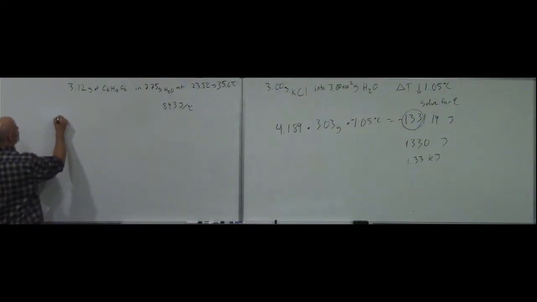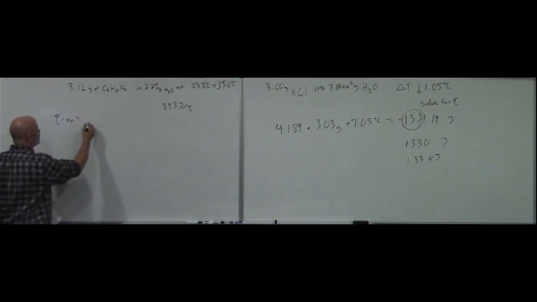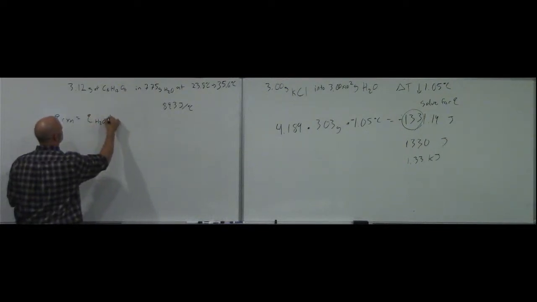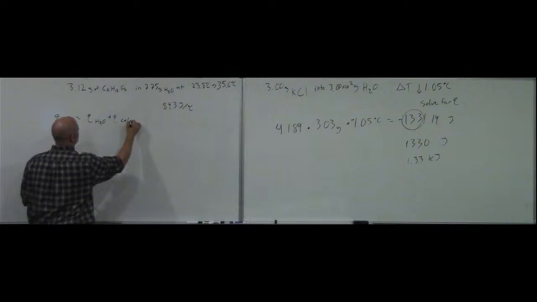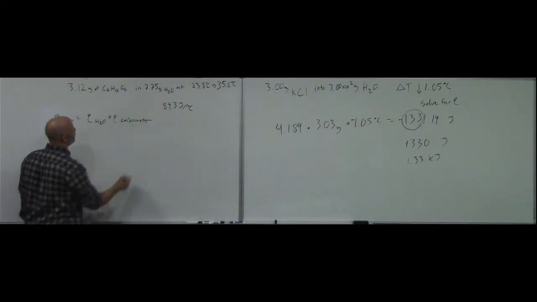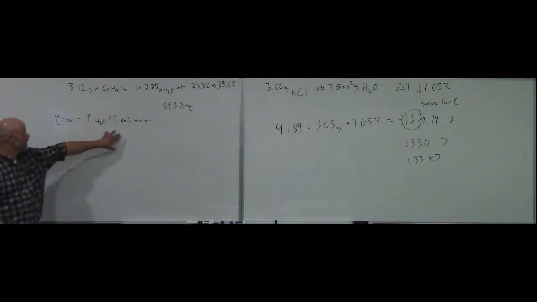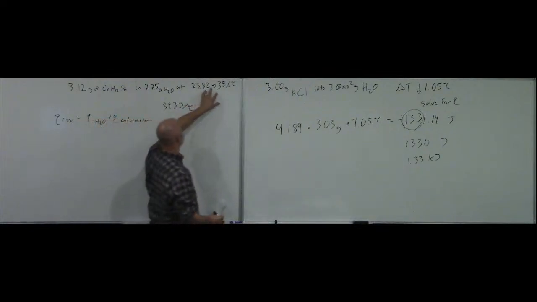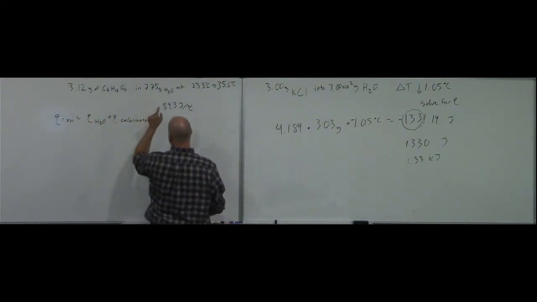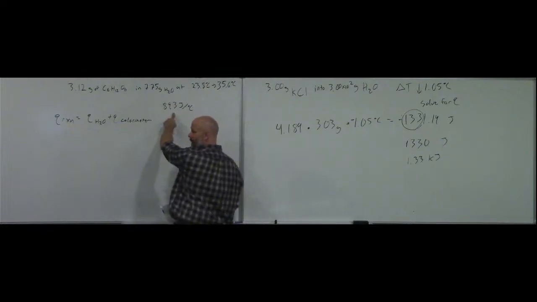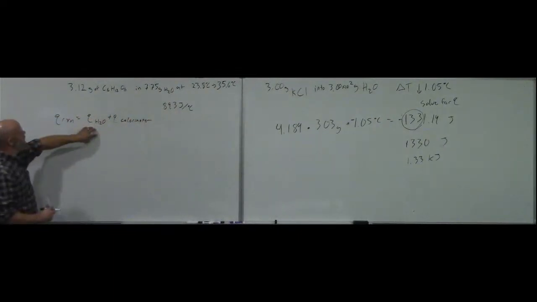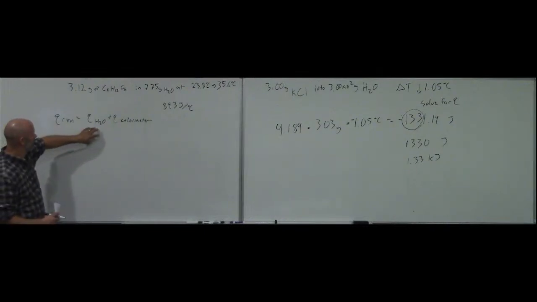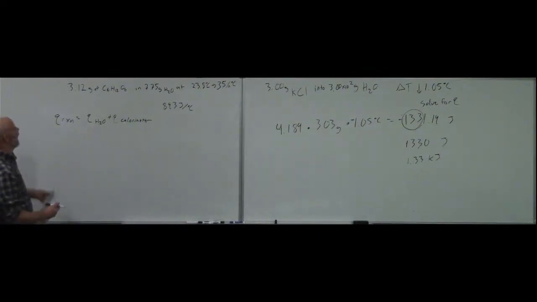Let's just do this. Q of reaction is going to equal the Q of the water plus the Q of the calorimeter. So I'm doing a double solution. This is not hard, right? I can find the Q of the calorimeter simply by multiplying delta T times heat capacity, right? This one I do by solving the normal formula, right? C equals Q over M delta T. Add those two together, I'll get the Q of the reaction, right?